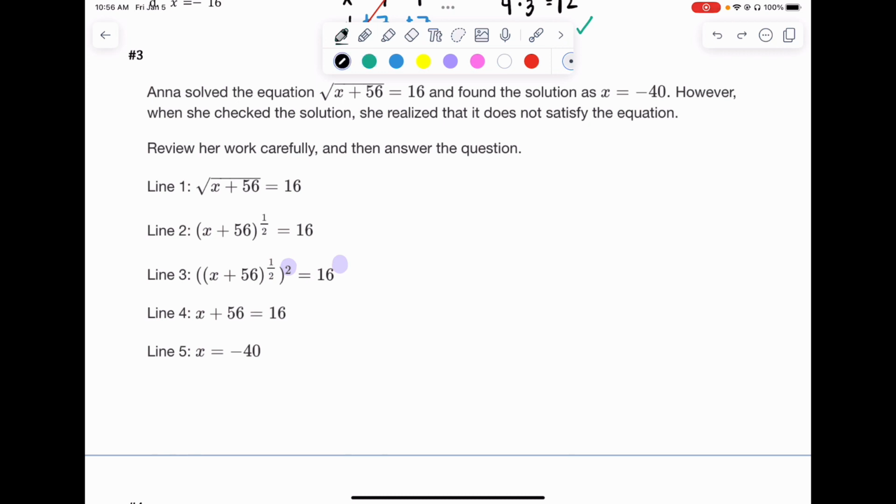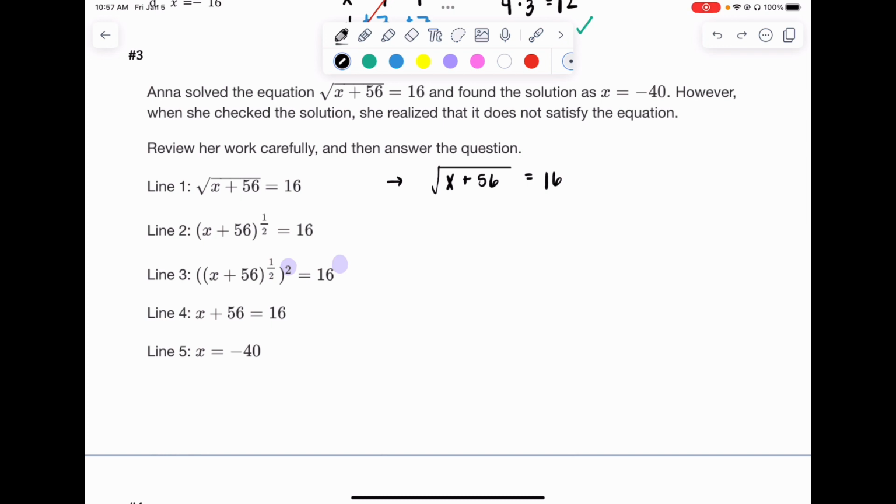So I'm going to finish out solving this, just get an extra example in here. I'm just going to take it from line 1. So the square root of x plus 56 equals 16. And then again, you can change it to like x plus 56 to the 1/2 power. It's not essentially necessary, so I'm going to skip that step. And I'm just going to skip to what she does in line 3, but just do the correct version.